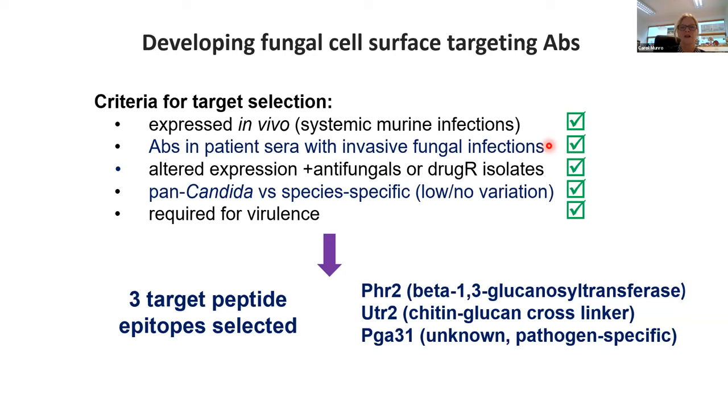fungal infections, that they had altered expression in response to antifungals or in drug-resistant isolates, that they were either pan-Candida or species specific, and that we could see low or no variation in these protein sequences when we looked at all the genomes that have been sequenced with Candida albicans, and also that these would be required for virulence. And from all this selection, I chose those three proteins that I've already been highlighting in the talk, PHR2, UTR2, and PGA31. And guided by our proteomics, we selected three target peptides that we know were surface exposed in those proteins on the Candida albicans cell wall.